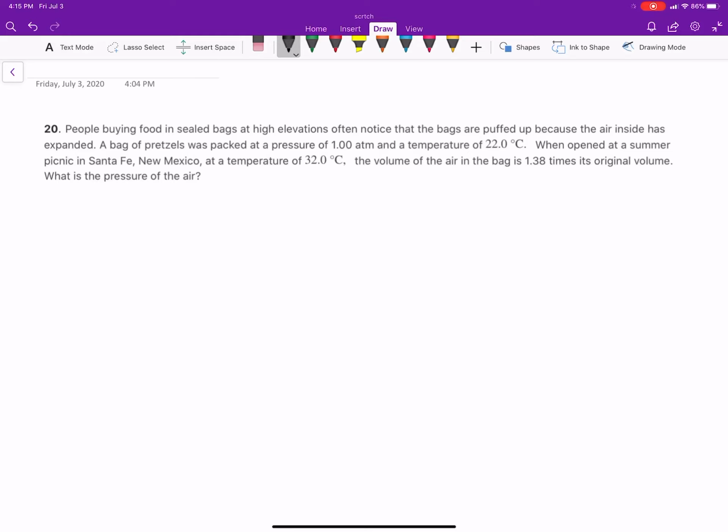When opened at the summer picnic at Santa Fe, New Mexico at a temperature of 32 degrees Celsius, the volume of the air in the bag is 1.38 times its original volume. What is the final pressure of the air?